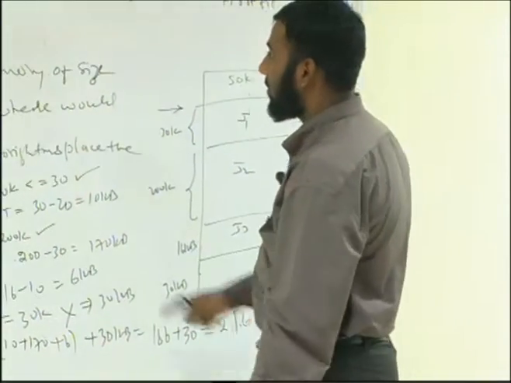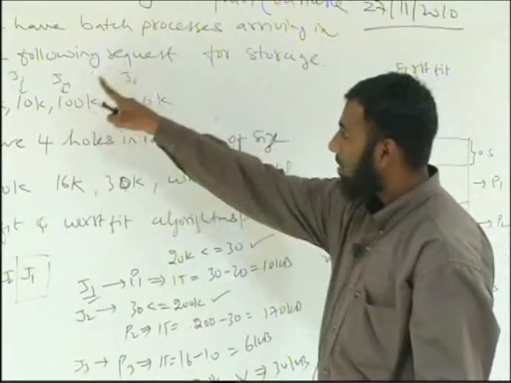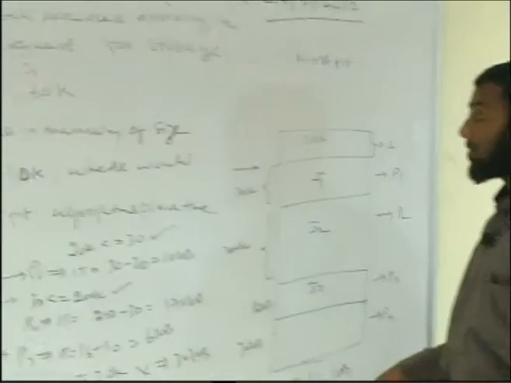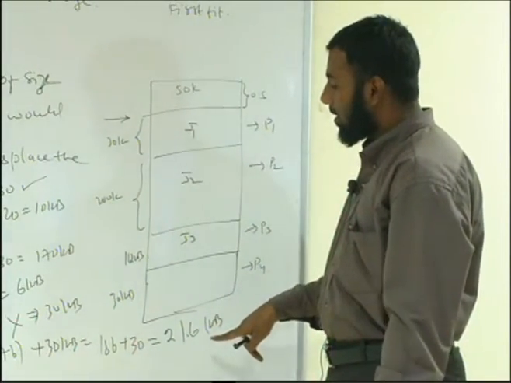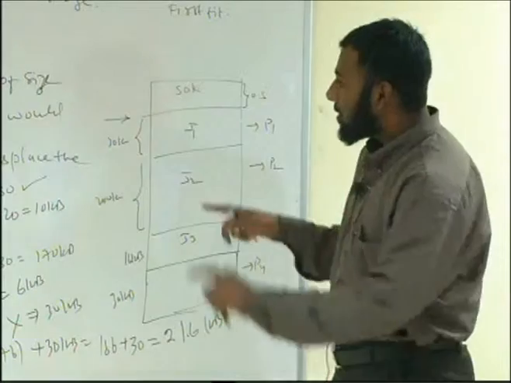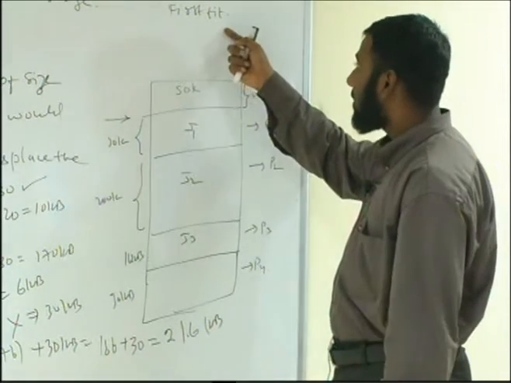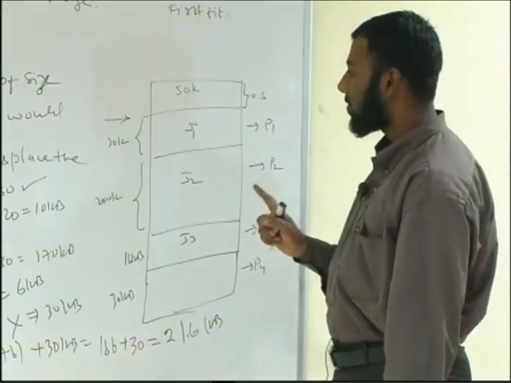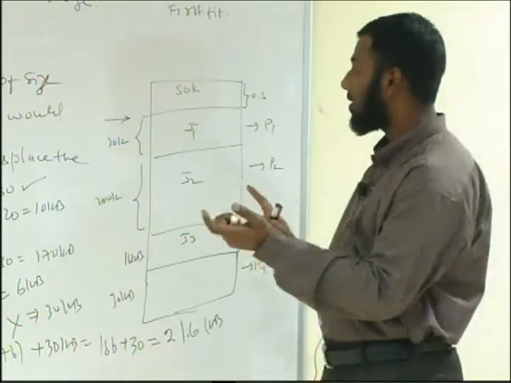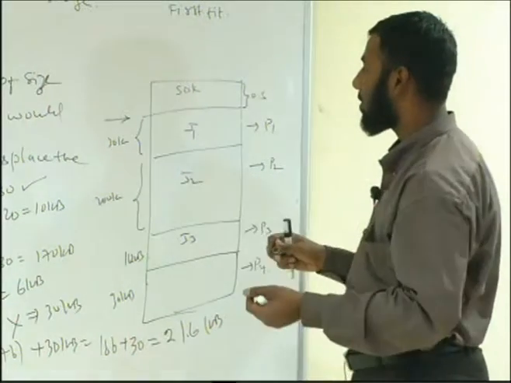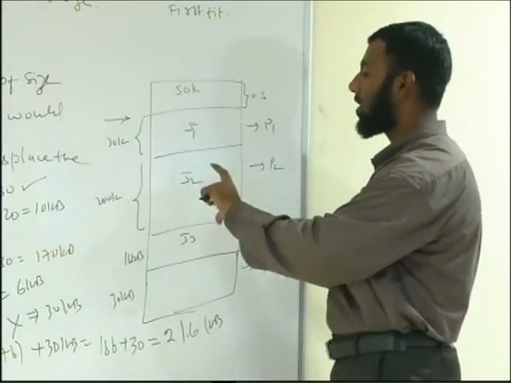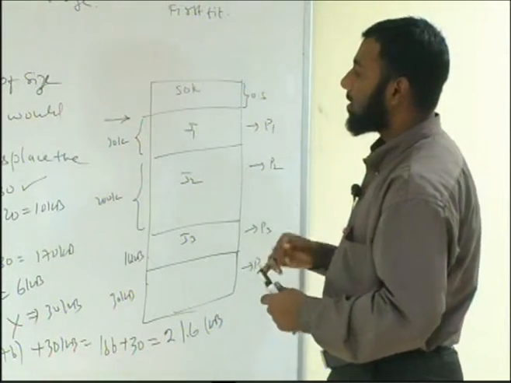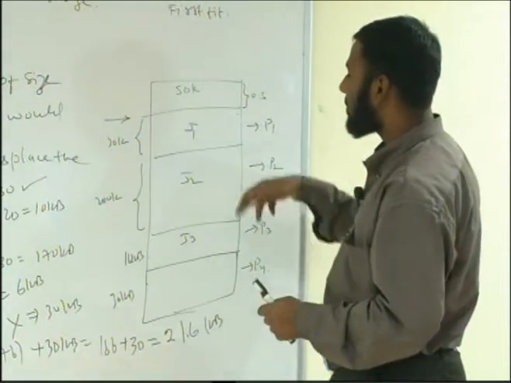Now, we see that jobs J4 and J5 are not allowed. The total amount of memory they need is 160 kilobytes, but here we have 260 kilobytes of memory available. It means that for this particular request, first fit doesn't give good performance. Here the utilization of memory is not good, and of course the CPU utilization is not good, because the degree of multiprogramming is limited to 3 for this request. Let us see another algorithm and see how these jobs will be allocated in memory.